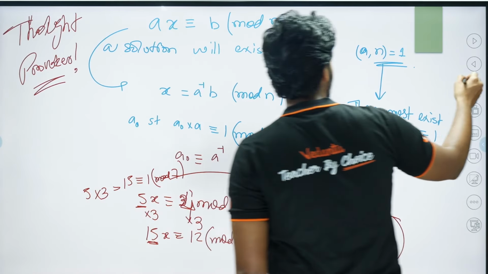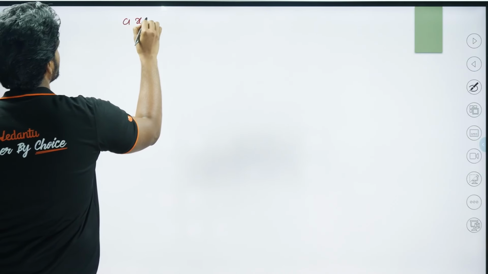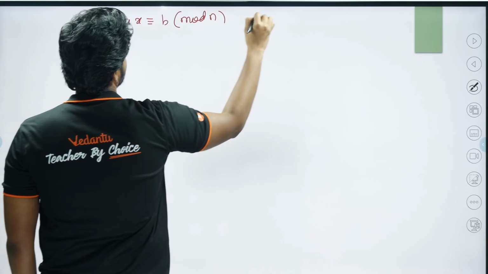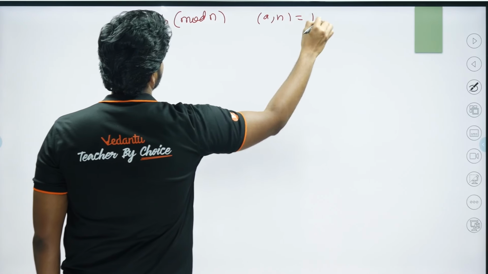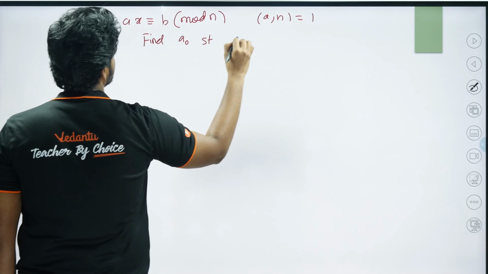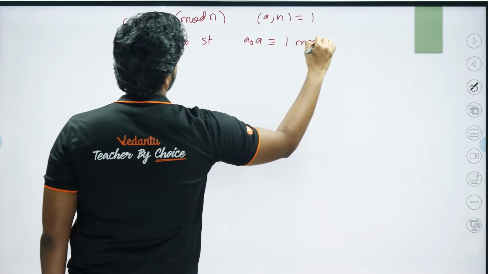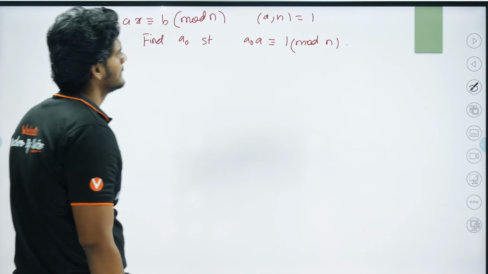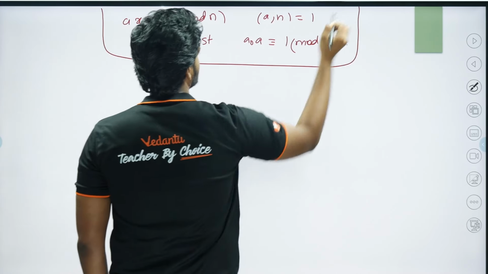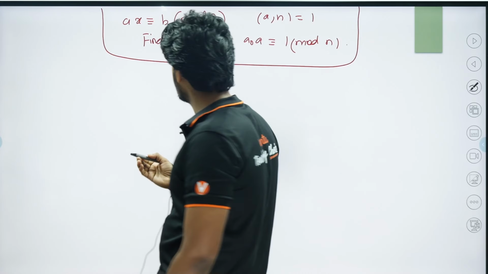So this idea will help you solve any equation of any congruency of the form Ax congruent to B mod n, right? Whenever A comma n is 1, find A naught such that A naught A is congruent to 1 mod n, right? So this is how you solve it. This becomes very, very easy, isn't it? Do you want another example? I can give you another example.